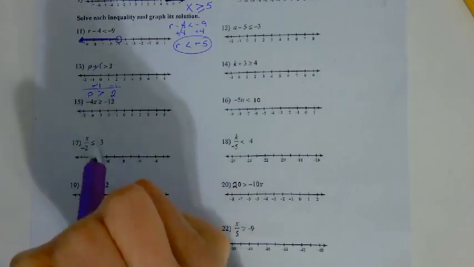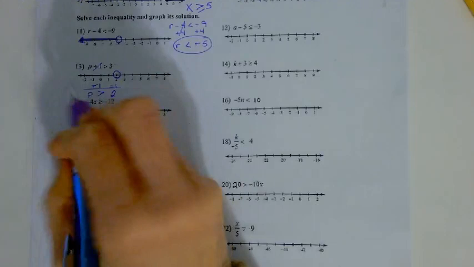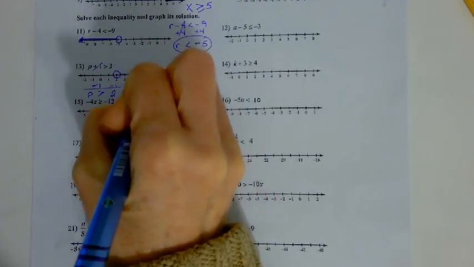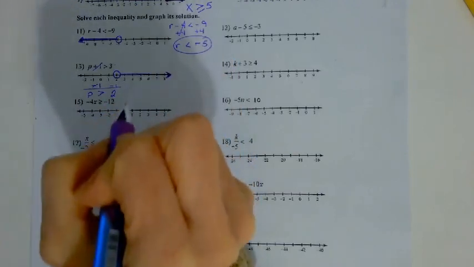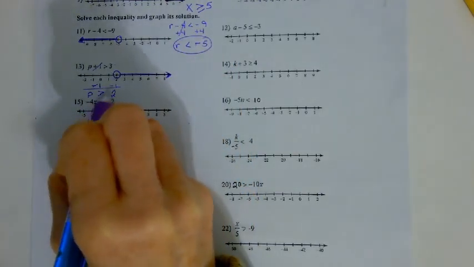greater than 2. To graph that, we put a bubble at 2. We want all the numbers p that are greater than 2. Greater than means go to the right. And we do not include 2 because it does not have an equal sign, so we do not fill in the bubble.